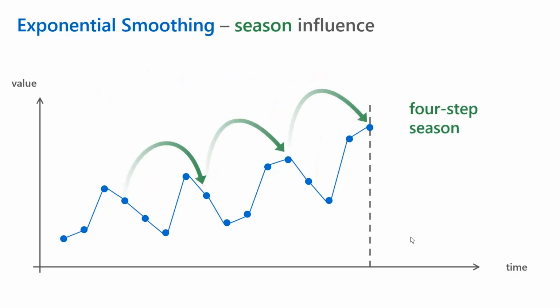If you have seasonality in your data, in this instance, it looks like a 4-step season, that will also influence the forecasted value. If you know the length of the season in your time series, you can specify it in the tool. For example, if you've got quarterly sales patterns in your sales data, then you might specify a season length of 3 months.